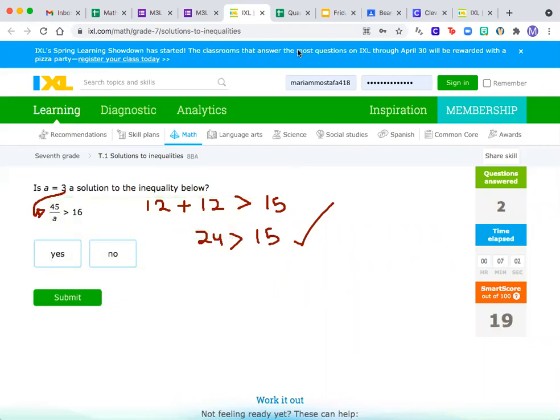Okay, now let's try this next one. So again, all you're doing is taking the value that it tells you and plugging it in for that variable. So for this next one, it says, is A equals 3 a solution to the inequality below? Will it make this inequality true? So we're going to take 3 and plug it in for A.